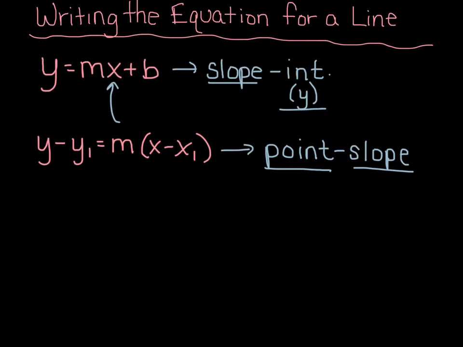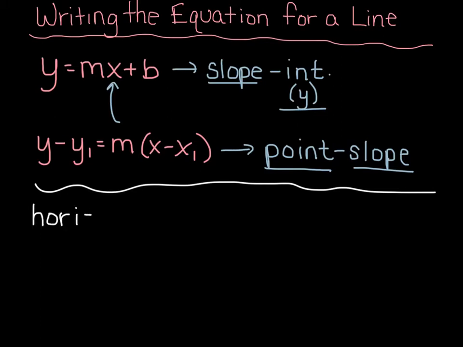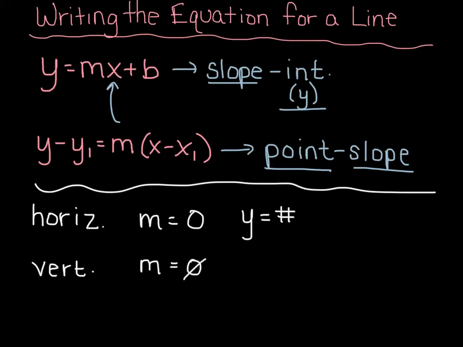And then some of the other things you'll run into, for example, are your horizontal and vertical lines. A horizontal line has a slope of 0, and it's always going to be just y equals some number. And a vertical line is going to have a slope that's undefined and is always going to be x equals a number. So sometimes these weird ones pop up too. Okay, so let's look at our first situation.